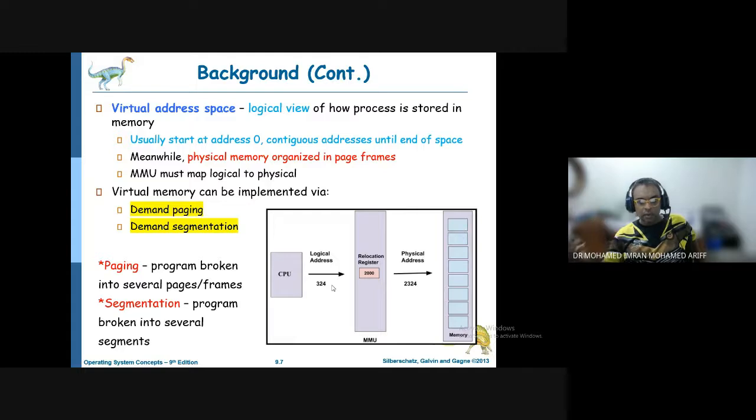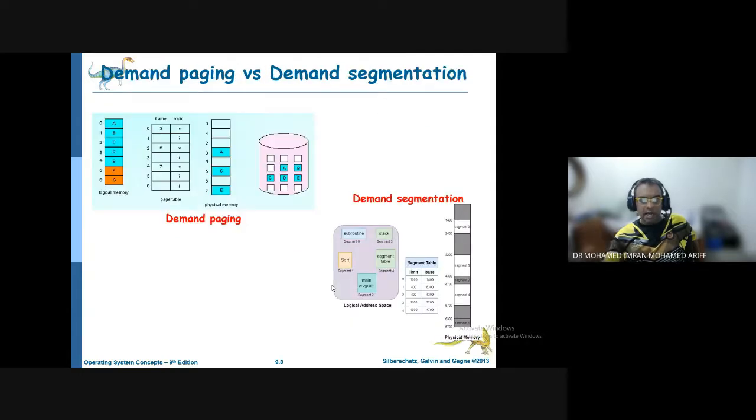Okay, several modules. So in demand segmentation, if the CPU needs a specific function or specific files, it will send a logical address to be converted into a physical address to locate that particular file of interest. So the operating system does it in two manners. One is what we say as demand paging. Another one is through demand segmentation. So basically, this is how demand paging and demand segmentation look like.